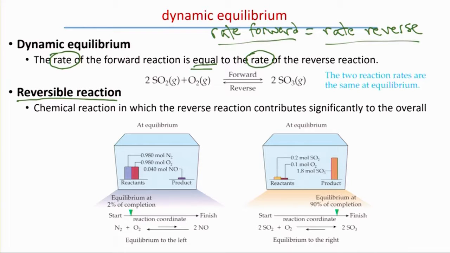All right, so reactions that reach equilibrium, okay, are often called reversible reactions. This is when the reverse reaction also contributes to the overall amount of products that you make and reactants that you make. So in a chemical reaction, the reverse reaction contributes significantly to the overall reaction.